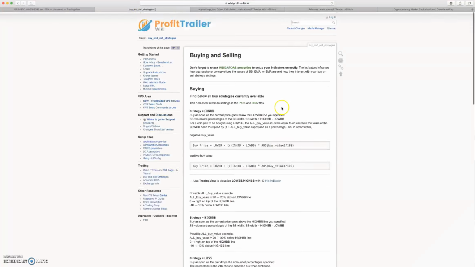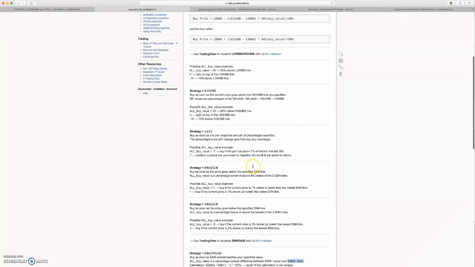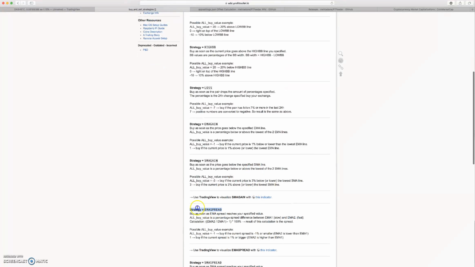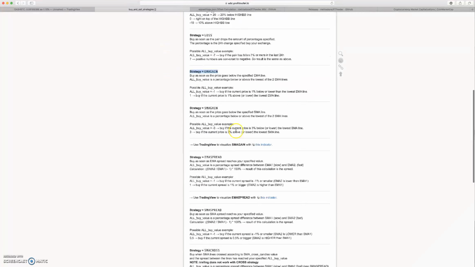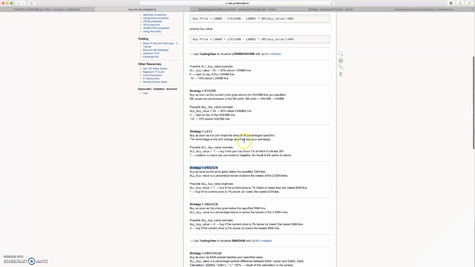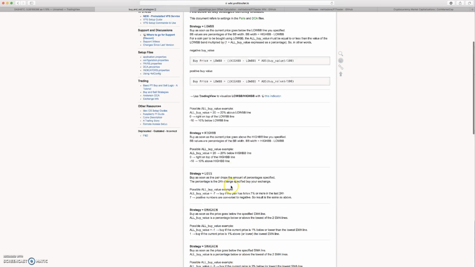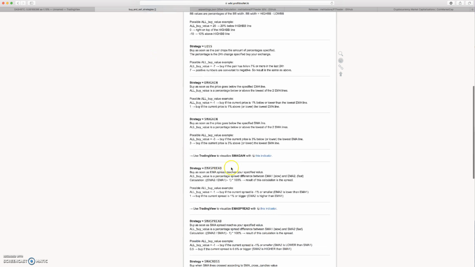First things first, we can go into the ProfitTrailer wiki. We can click on buy and sell strategies, scroll down, and you can see EMA spread and EMA gain. There's a lot of other strategies that you can use to buy and sell, but we're going to be covering these two because I think they're probably the most popular, if not the most popular. So first things first is the EMA gain. Actually, let's go over EMA spread first.